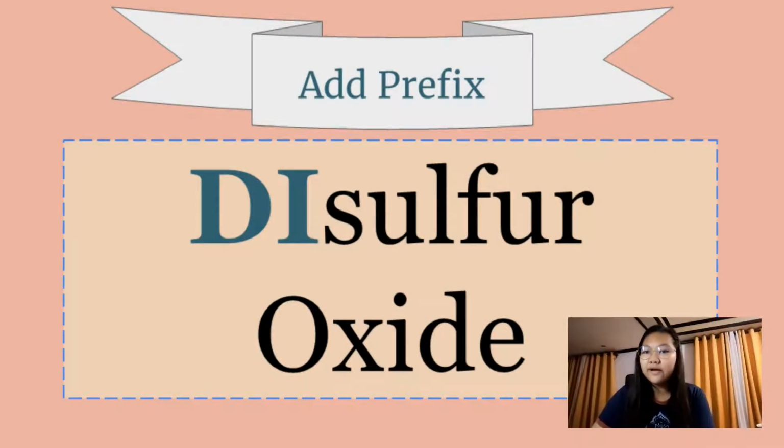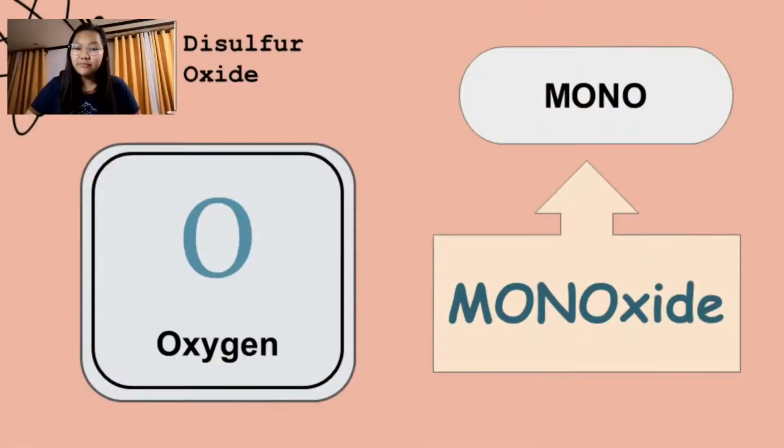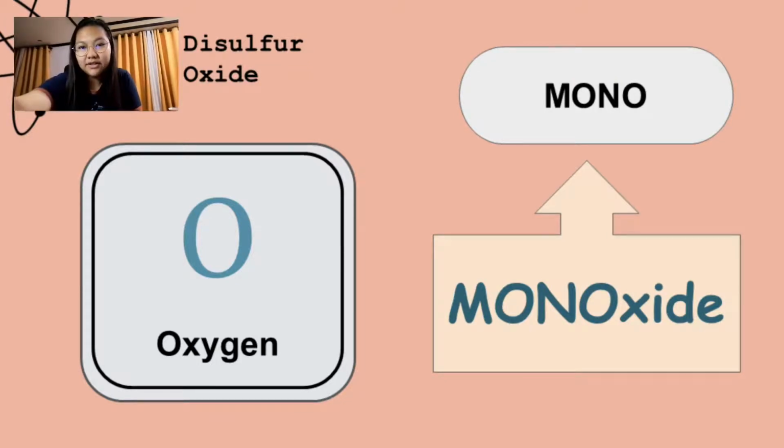Here, you just have to add the prefix di in front of the first element based on our given. But this only depends if the first element has a number of atoms beside it. But we need to add prefix in the second element, and we are going to use the prefix mono. I'll give you guys a reminder. If the first element only has one atom, you don't need to add the prefix mono.